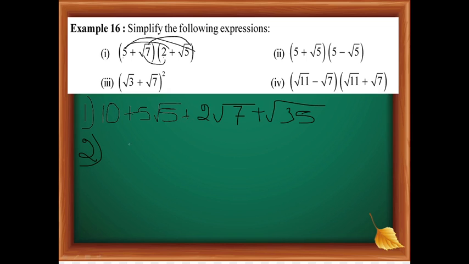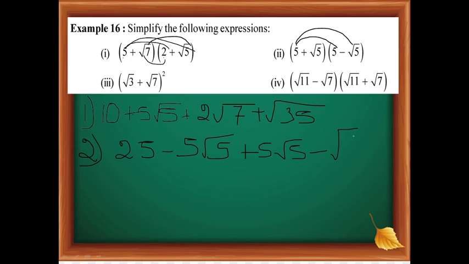Second one, 5 root 5 means this 5 will multiply to these both, and then we will get 5 fives are 25 minus 5 root 5 plus 5 root 5 plus 5 root 5 minus root 25 minus root 25. So we can simplify again, this 25 as it is, 25 as it is. This both will get cancelled, and the root 25 is nothing but 5. Then we got our answer as 20.